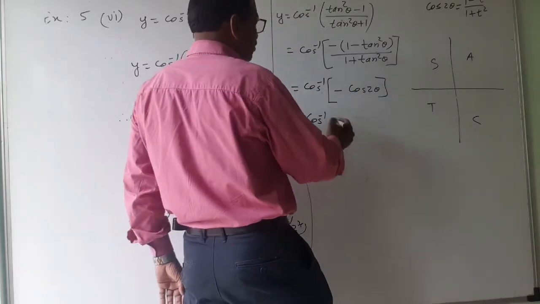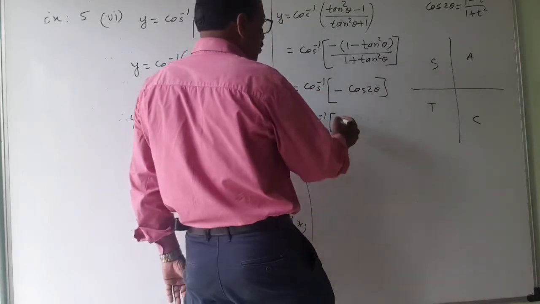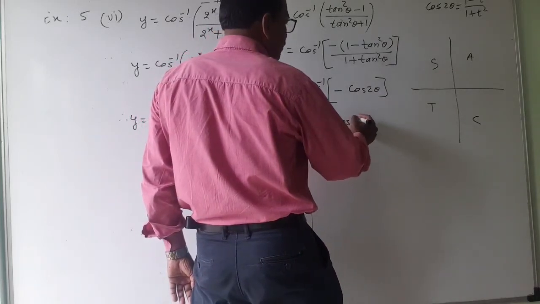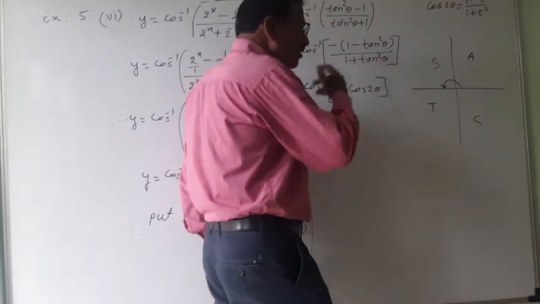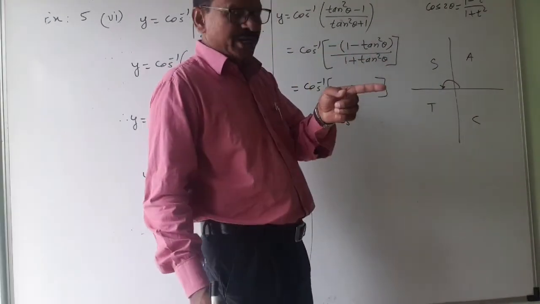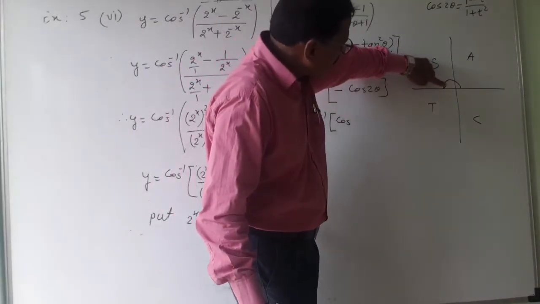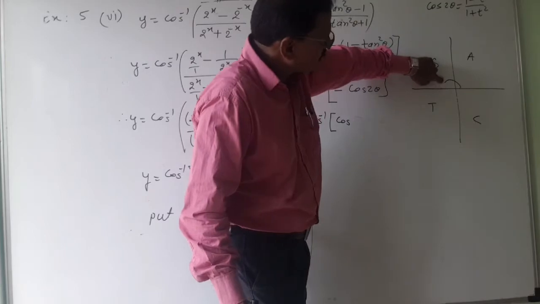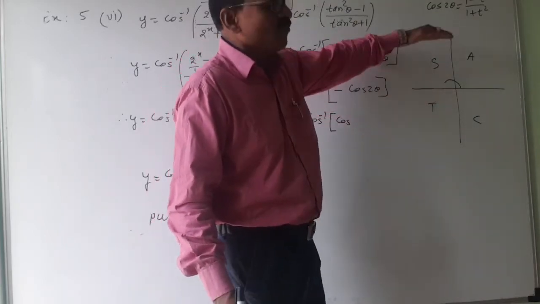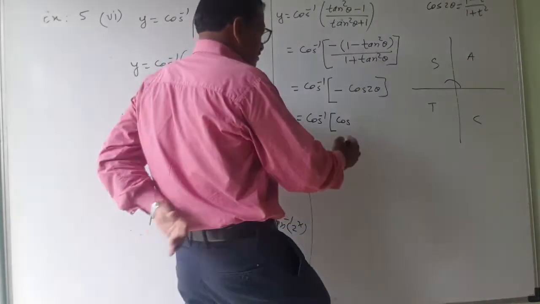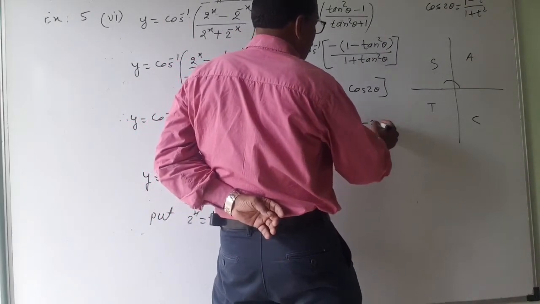So cos inverse of, how to go in the second quadrant? In the second quadrant, if I come up to this, it will be pi. Pi means 180 degrees. But I want to come in this quadrant, so I have to come back here. That means I have to subtract something from 180 degrees. So cos of pi minus 2 theta.